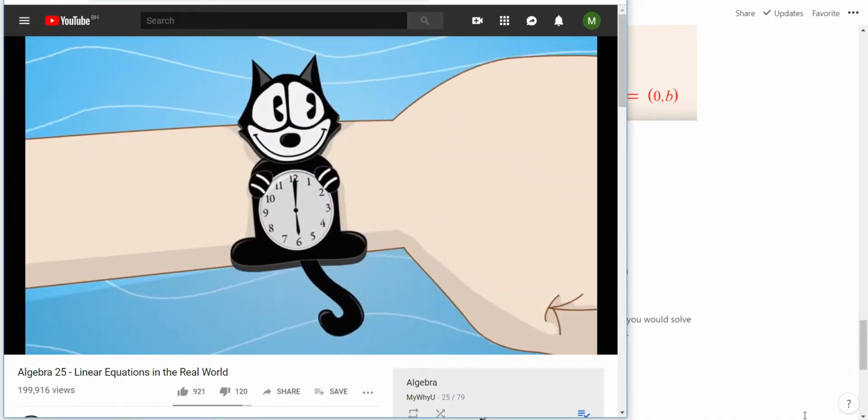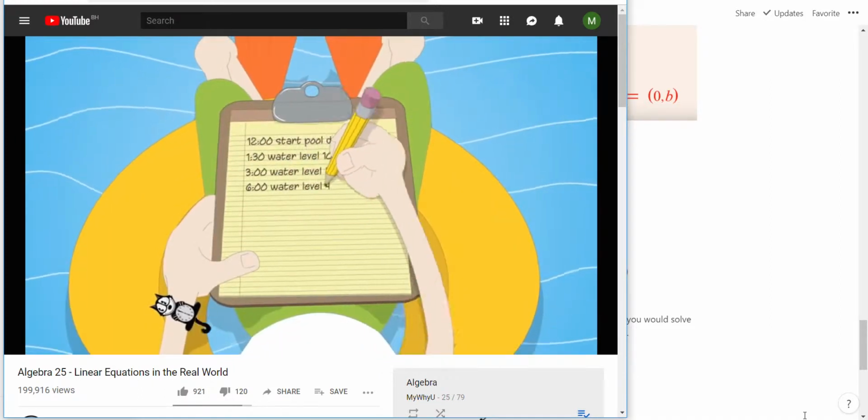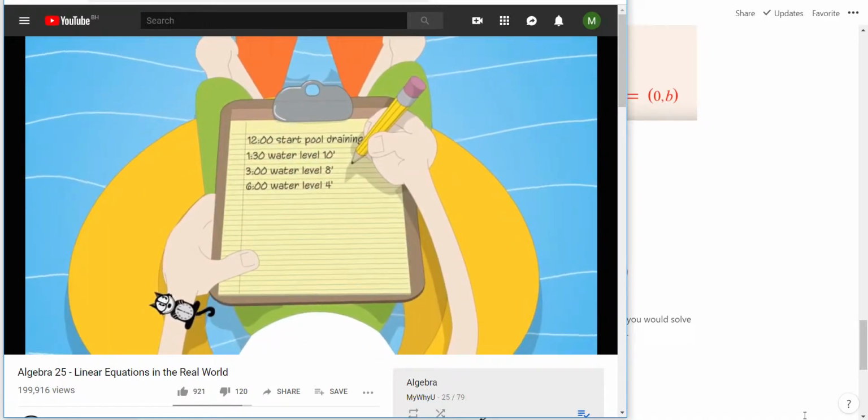Dang, it's 6 o'clock already. And we still have 4 feet to go.